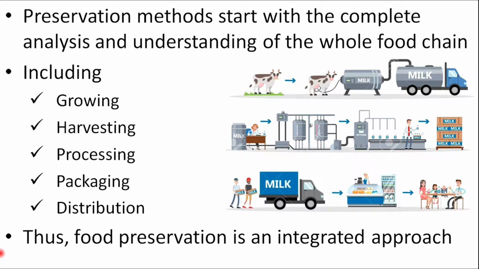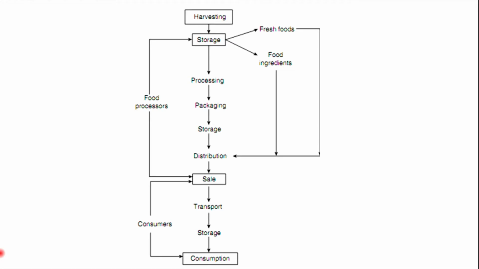When considering the whole process of preservation, it starts with the complete analysis of the whole food chain, including growing, harvesting, processing, packaging, and distribution. Therefore, food preservation is an integrated approach. Here you can see the whole process from harvesting to consumption. Preservation is important in each and every step.